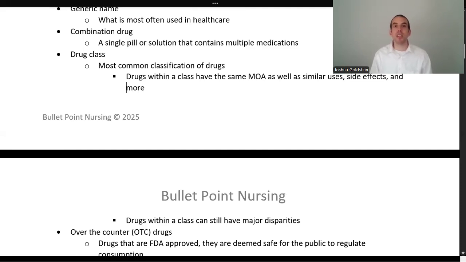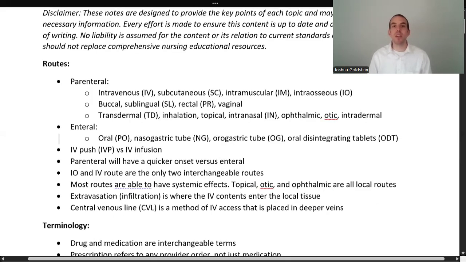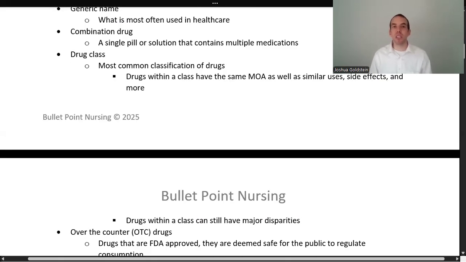Next, we have a combination drug. This is a single pill or solution that contains multiple medications. A classic example of this is NyQuil. NyQuil is the brand name, and it contains doxylamine, acetaminophen, and other things with it. So it's an example of a single pill or solution that contains multiple medications.